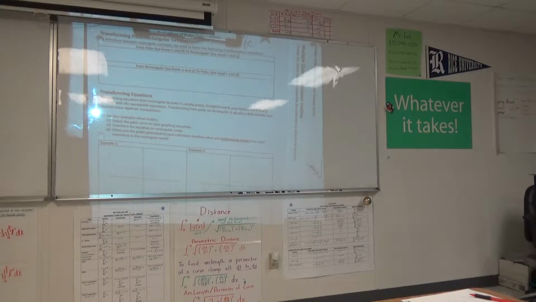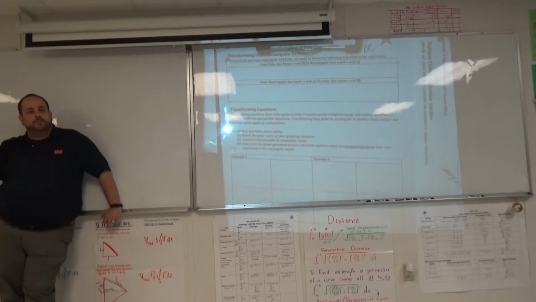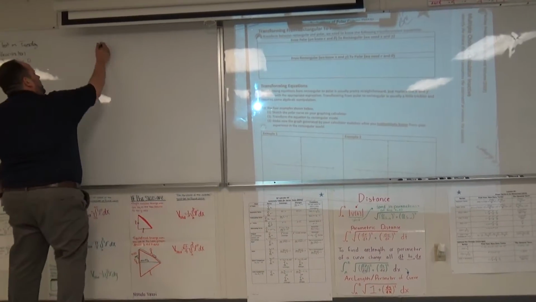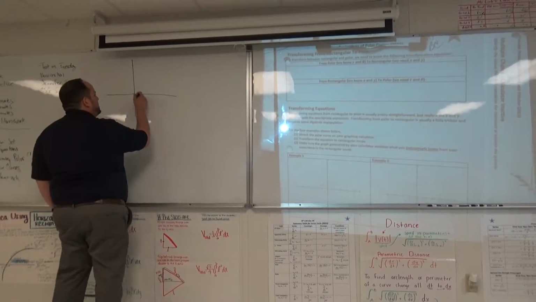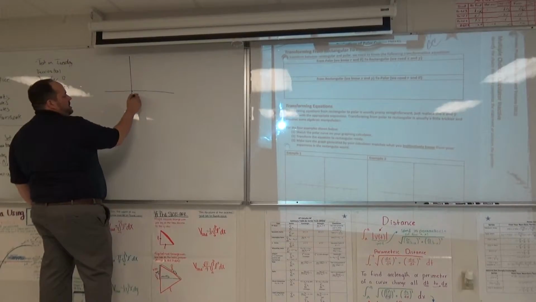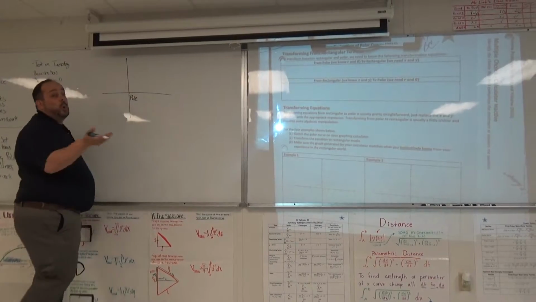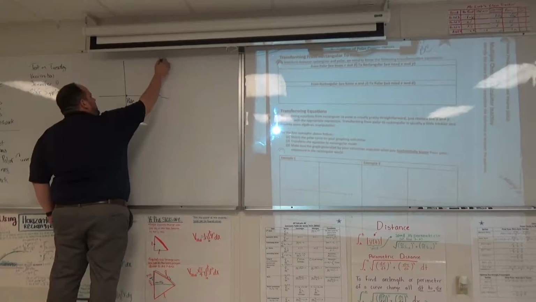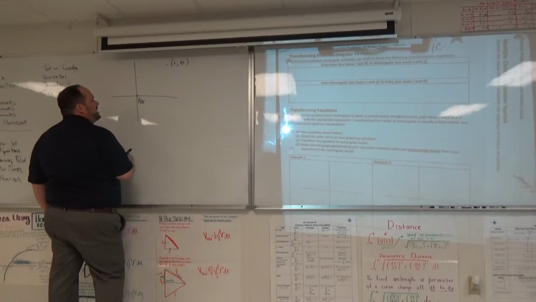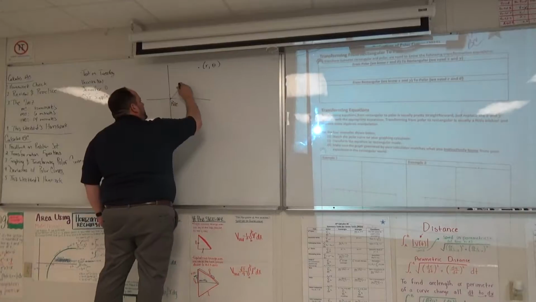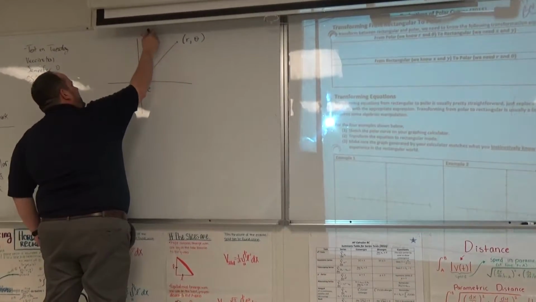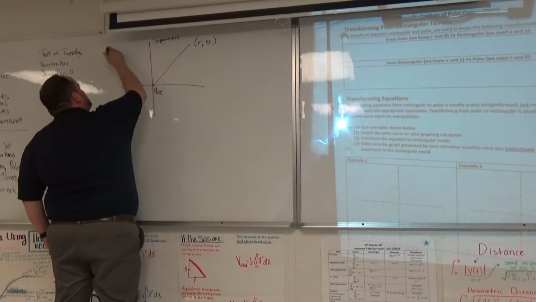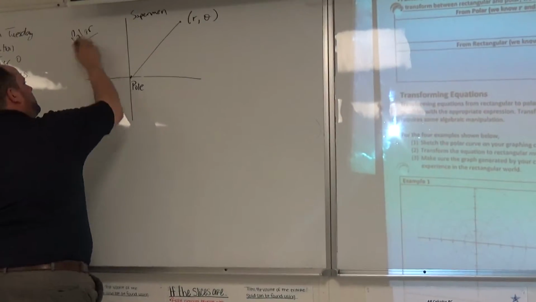And the analogy I wanted you to keep in mind is, who lives in the polar world? Superman. Superman lives in the polar world because he says, oh, I'm over here. He doesn't call it the origin, he calls it the pole. He says, I want to get to this point. What's the radius? What's the angle? And he just says, boom, there I am. This is how Superman lives. Superman is in charge of the polar world.